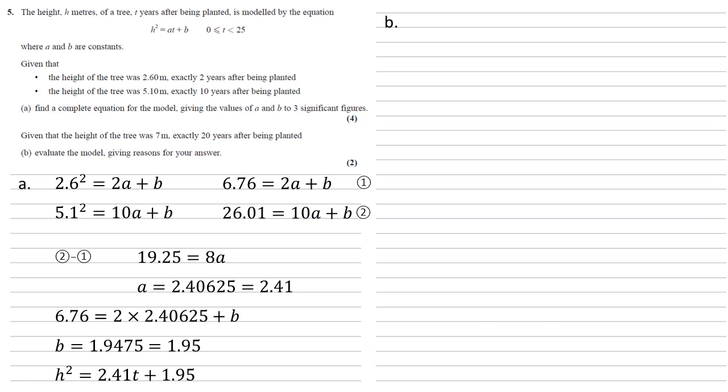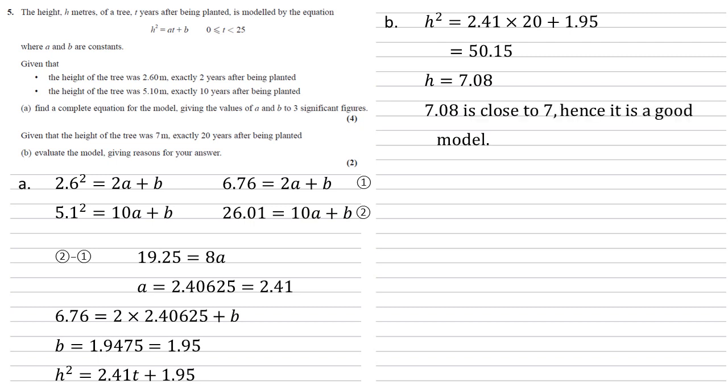I'm going to put the time in, so our h squared is going to equal 2.41 times 20 from the question, plus 1.95, which gives us 50.15. Square rooting this will give us h of 7.08. So let's compare this to the heights given in the question. 7.08 is very close to 7 metres, so we can say that it is a good model.